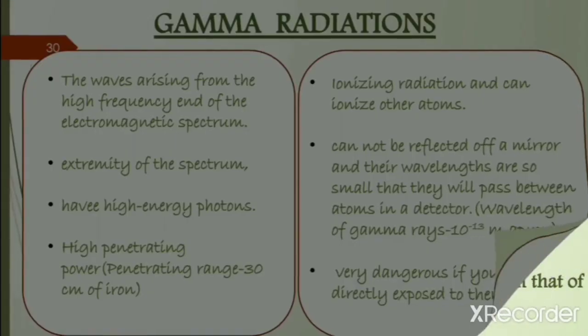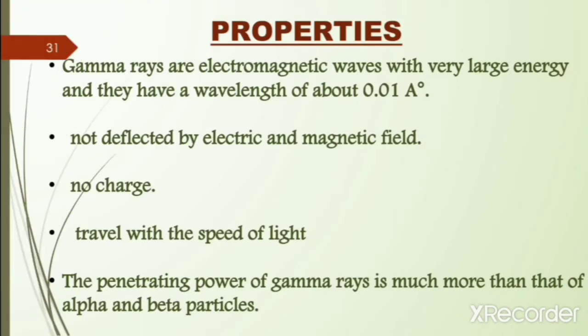Moving on to the properties of gamma rays. Gamma rays are electromagnetic waves with very large energy, and they have a wavelength of about 0.01 angstrom. Gamma rays are not deflected by electric and magnetic fields. This indicates that they have no charge. Gamma rays travel with the speed of light, that is about 3 into 10 raised to 8 meter per second. The penetrating power of gamma rays is much more than that of alpha and beta particles. They can pass through a 30 centimeter thick iron sheet.